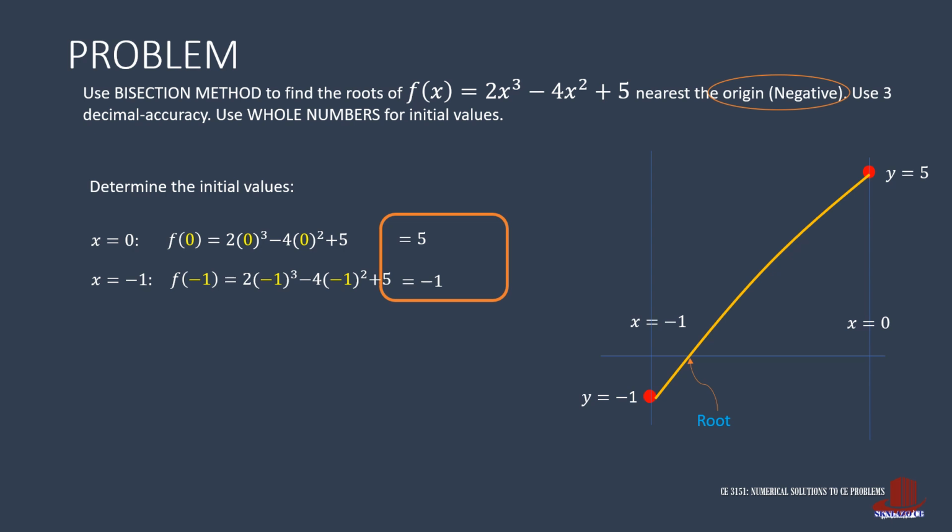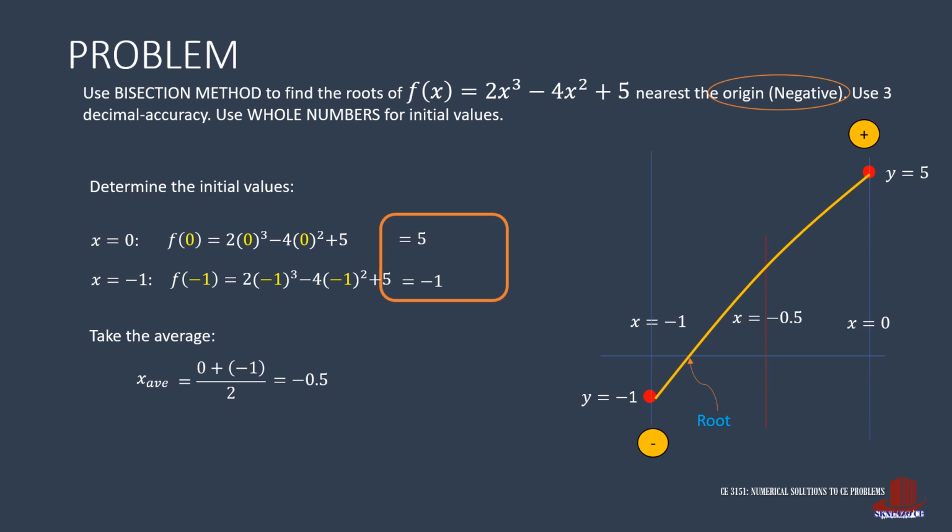First, identify the 2 points. At x equal to negative 1, y turned out as negative. Then, when x is 0, y turned out as positive. Because we needed to disregard half of the interval, we take the average of the x values. So half of 0 plus negative 1 is negative 0.5.